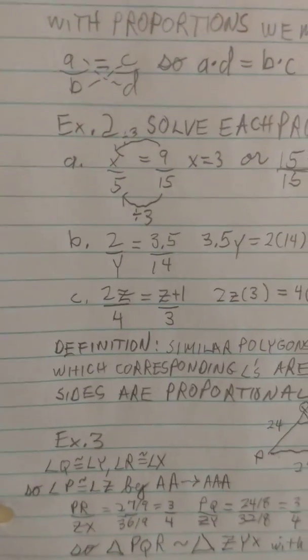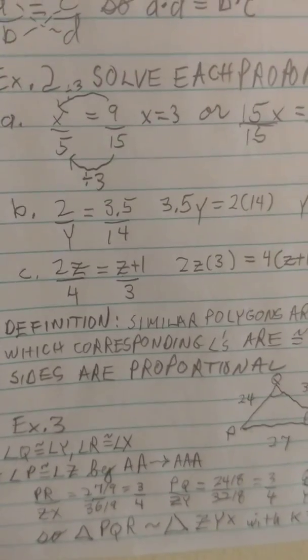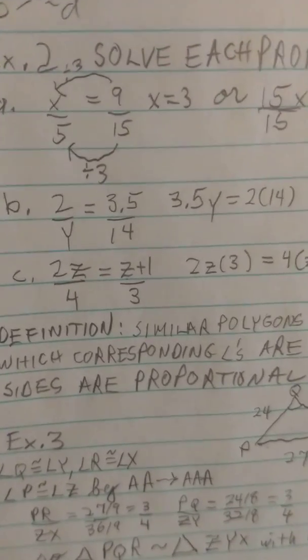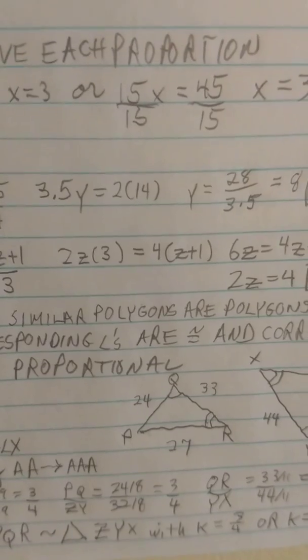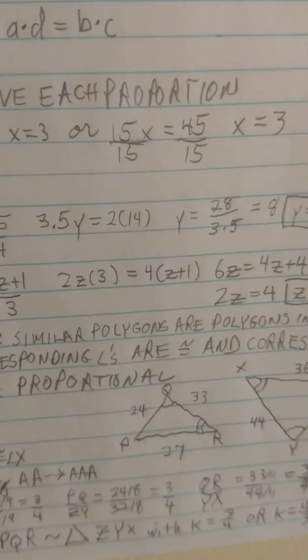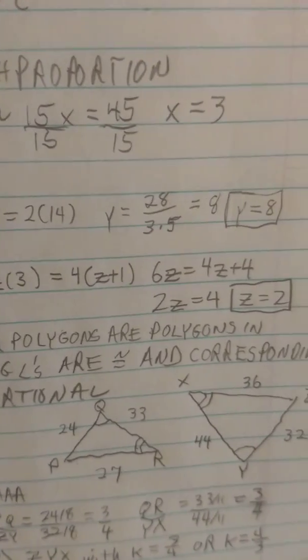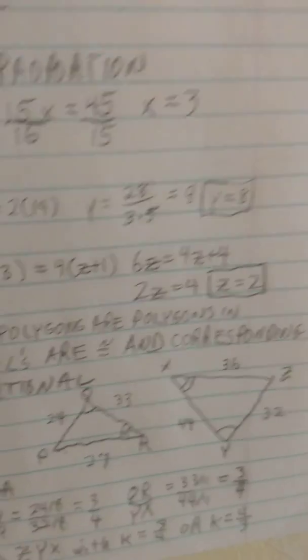Now on this next proportion, we really don't have any way else but to cross multiply. So you always multiply the one with the letter, the diagonal, so that would be 3.5y equals 2 times 14, or 28, and then we would divide on the calculator now. 28 divided by 3.5 is equal to 8. So my y equals 8.